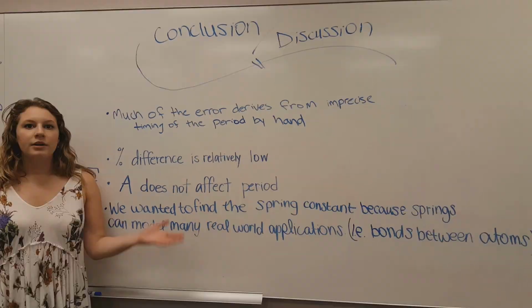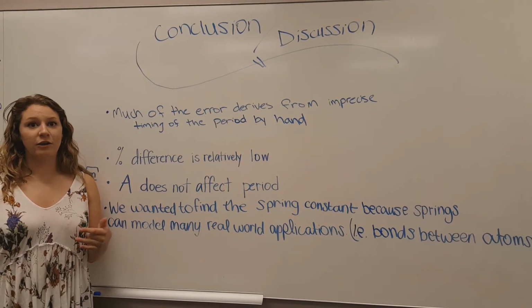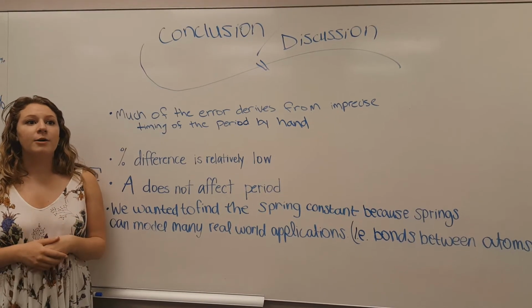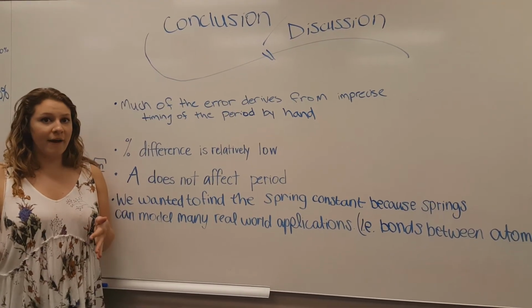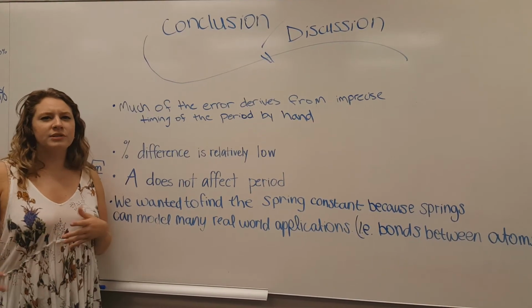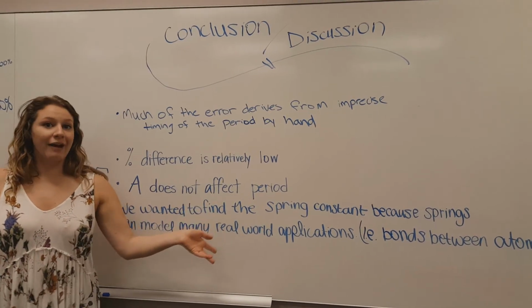So relating this all back to why we would want to find the K-value in the first place, it turns out that spring constants are actually pretty important in real-life applications. They're used to model different scenarios, such as bonds between atoms.